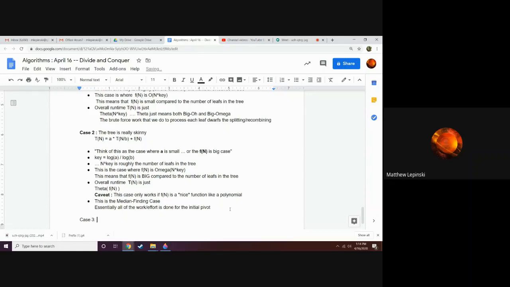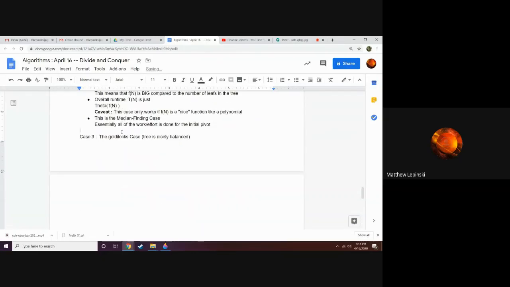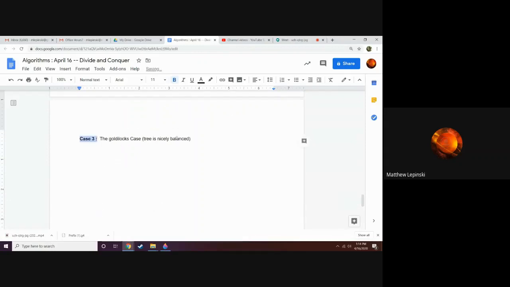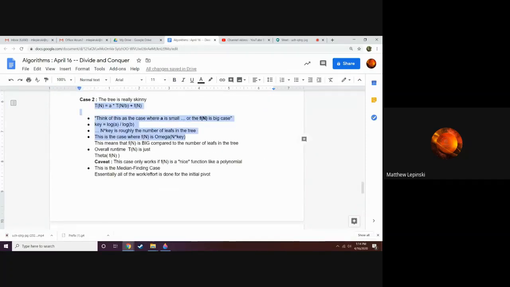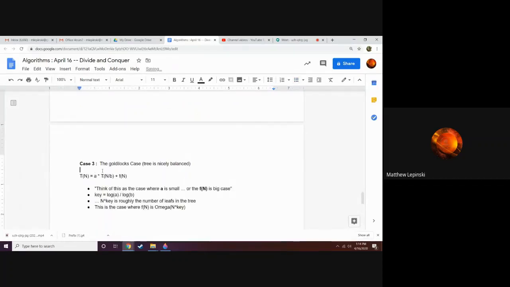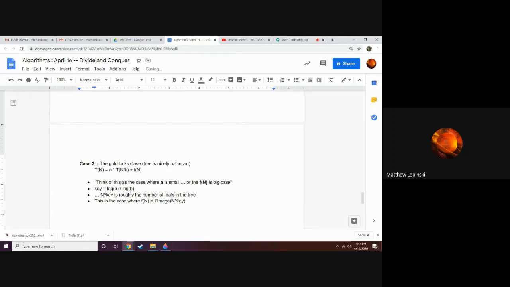And then finally, case 3 is the Goldilocks case. The tree is nicely balanced. So the idea in case 3 is that you're doing about the same amount of work at each level in the tree. Think of this as the case where you do about the same amount of work at every level of the tree. It's like the Goldilocks case.